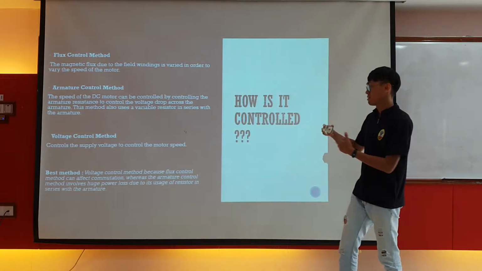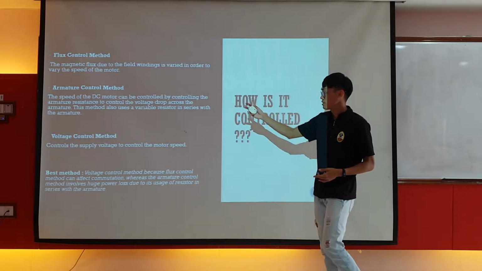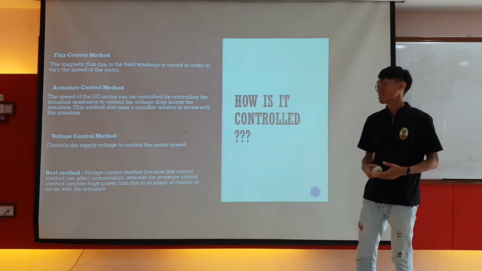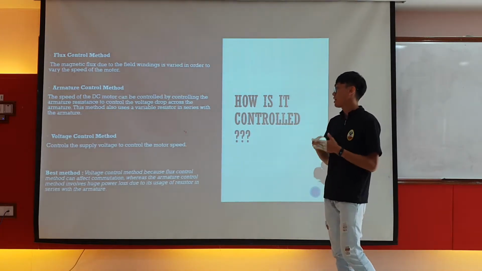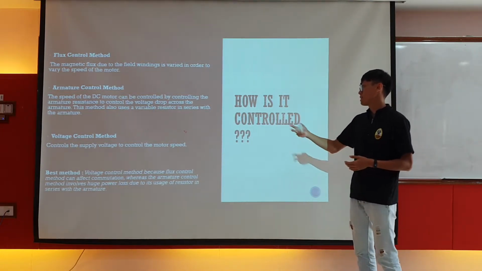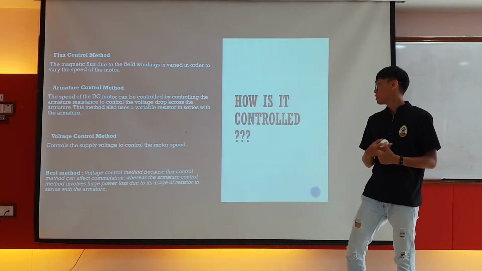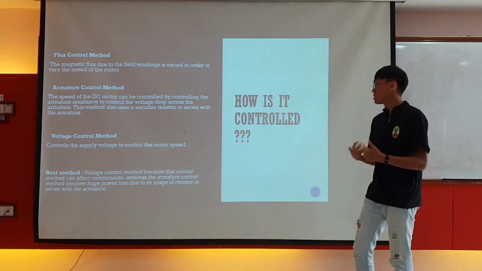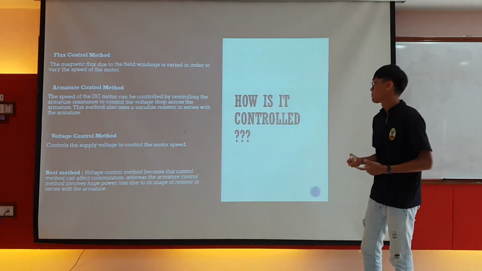After several tests and studies, we figured out that the voltage control method is the best because the flux control method can affect commutation, whereas the armature control method involves huge power loss due to the usage of a resistor in series with the armature.